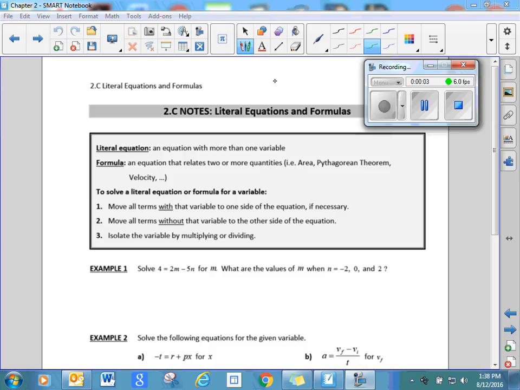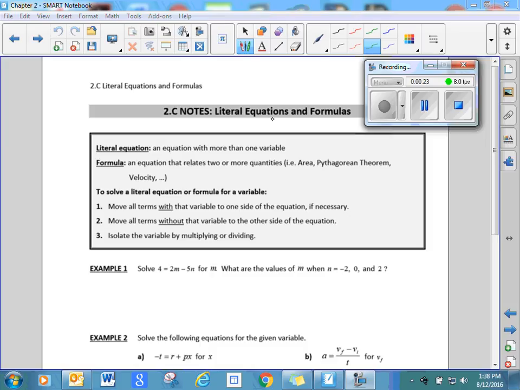Okay, here we go. Section 2C. We're going to talk about literal equations and formulas. This might be a new term for you, the term literal equation. But basically, a literal equation is an equation that has more than one variable.